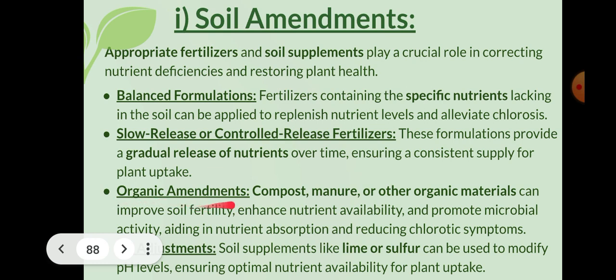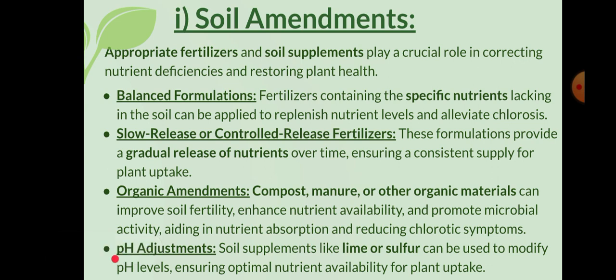The third one is organic amendments. Compost, manure, or other organic materials are very helpful in improving soil fertility, and they enhance nutrient availability and also promote microbial activity, which aids in nutrient absorption, and thus it reduces the chlorotic symptoms.